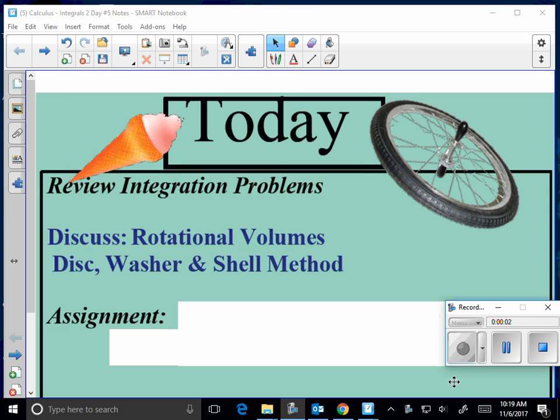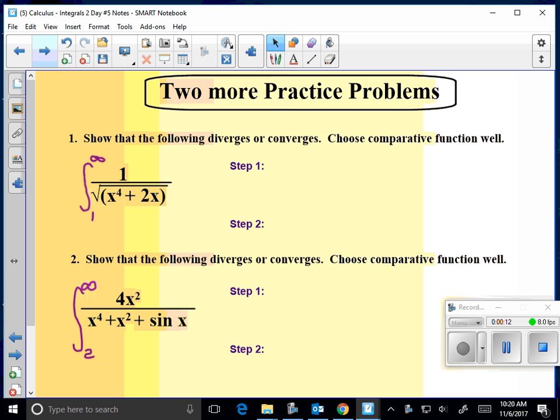Well done. Let's go. Okay, this is Calculus Integrals Part 2, day number 5 notes on rotational volumes. Let's get started. First of all, this is what we did last week, Friday, I believe, right?